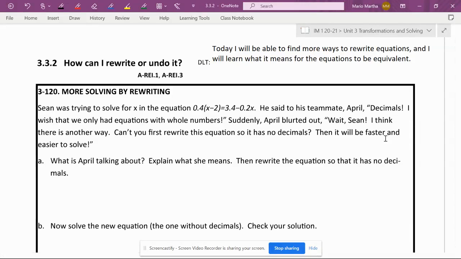Welcome back to IM1. Today's topic 3.3.2. How can I rewrite it or undo it? The learning target for today says I will be able to find more ways to rewrite equations, and I will learn what it means for the equations to be equivalent.